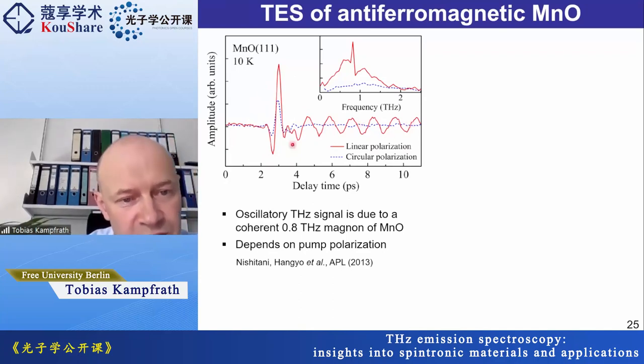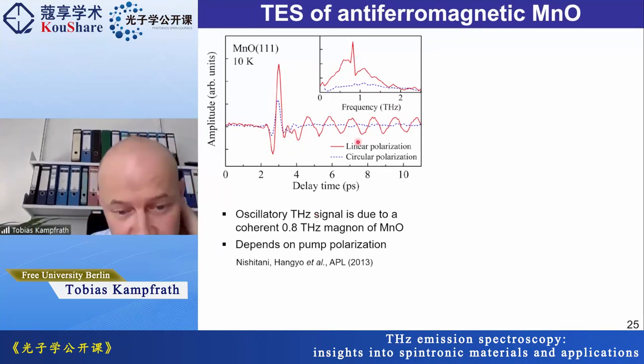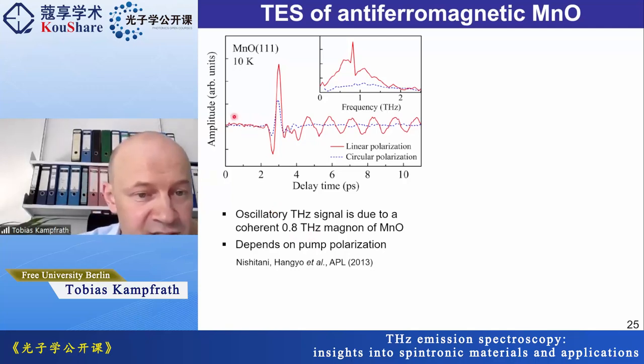And when you take a Fourier transformation of this terahertz signal, you obtain the red spectrum shown here, and you see the spectrum has a clear peak at 1 terahertz, which is exactly corresponding to this oscillation here. And it turns out that this oscillation here is indeed a magnon, so a spin precession in manganese oxide, and it's also something that you control by changing the polarization of your pump pulse. For example, when you use circularly polarized pump pulses, this oscillation disappears, as shown here by this blue curve.